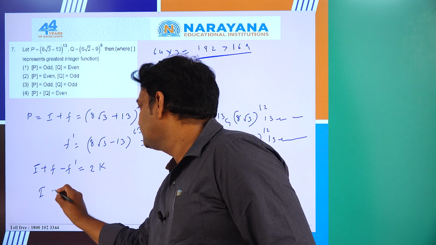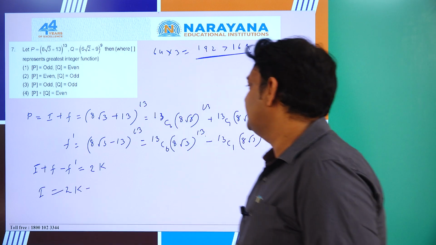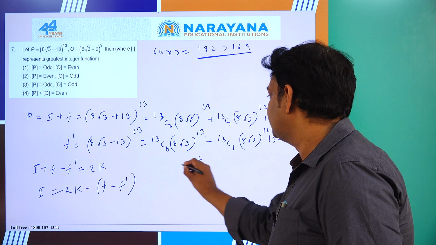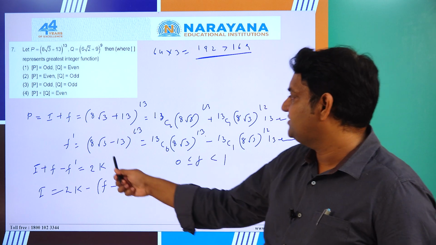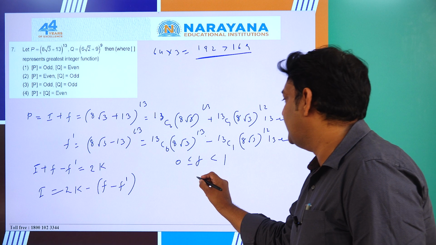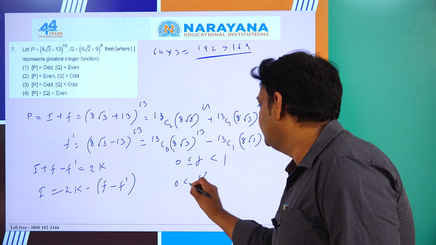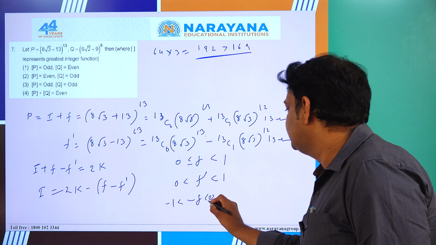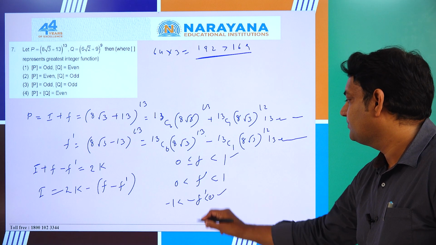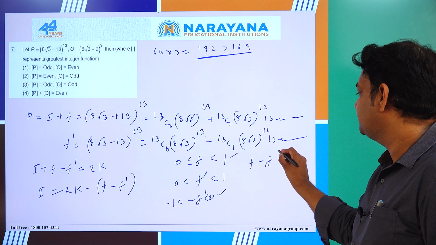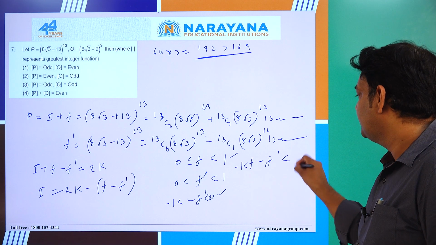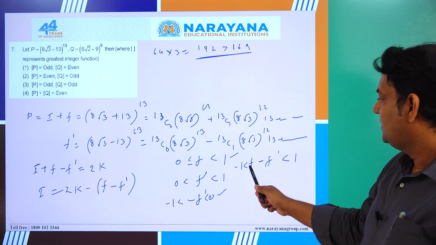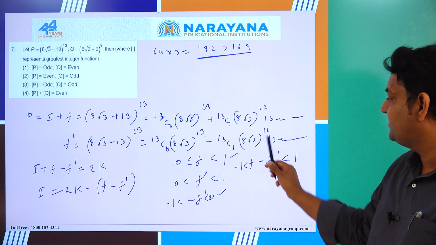So I is 2k minus of (f minus f dash). You know very well that f is a fractional part, between 0 and 1, and you can check that f dash also lies between 0 and 1. So minus f dash lies between minus 1 and 0. Let us add these two. So f minus f dash should lie between minus 1 and 1, but we know that this is an integer, so f minus f dash must be an integer.